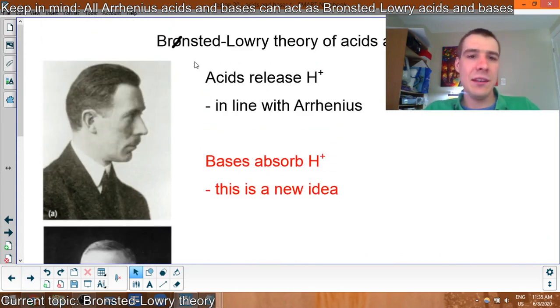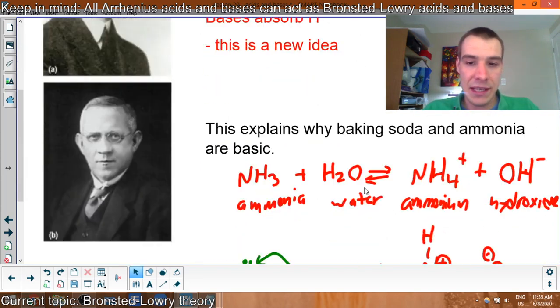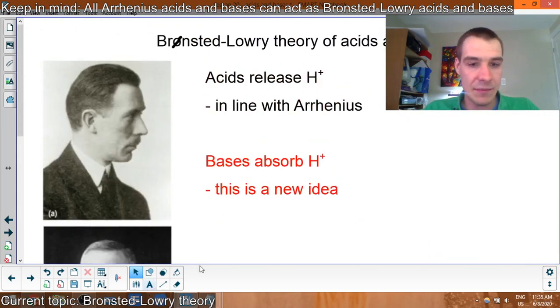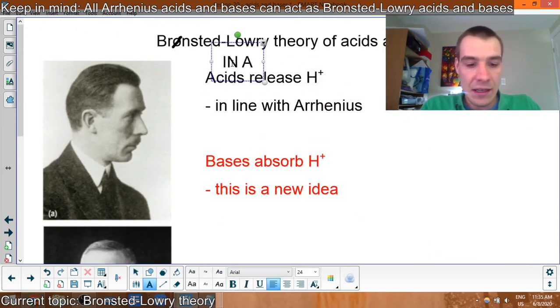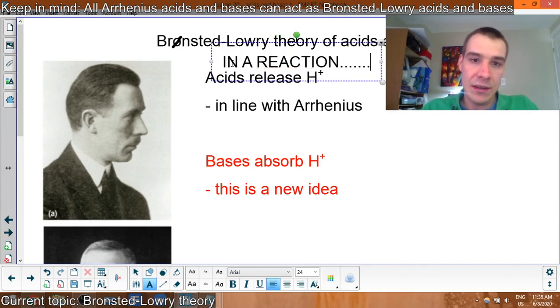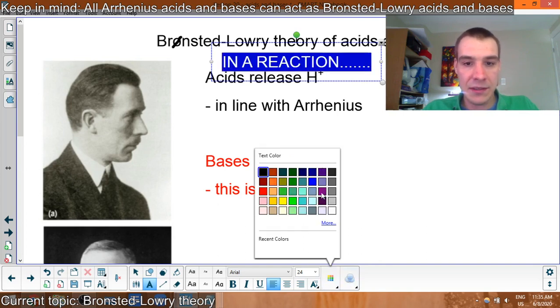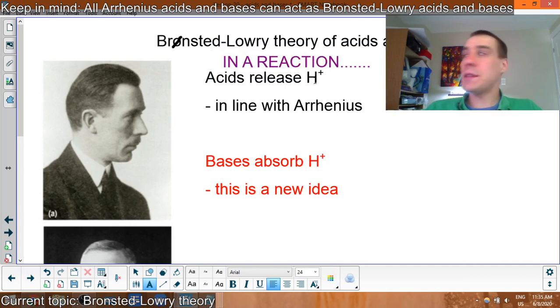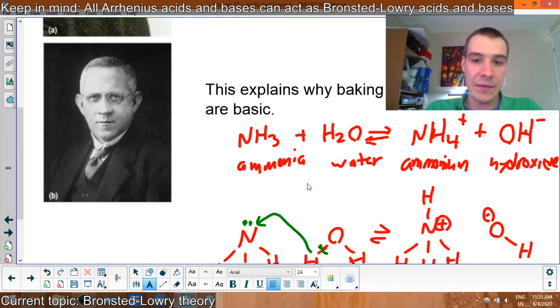They're Norwegian, I think, hence the O like that. I think it's Bronsted. I'm not sure how to say it. But that's the Bronsted-Lowry theory, that the acid in a reaction, so I should really say in a reaction somewhere in here. Let me just type that out. In a reaction, and it has to be in a reaction, acids release H plus and bases absorb H plus. Acids will release the H plus, so that's like Arrhenius, but bases will absorb H plus, and that's the new idea. It explains certain things.